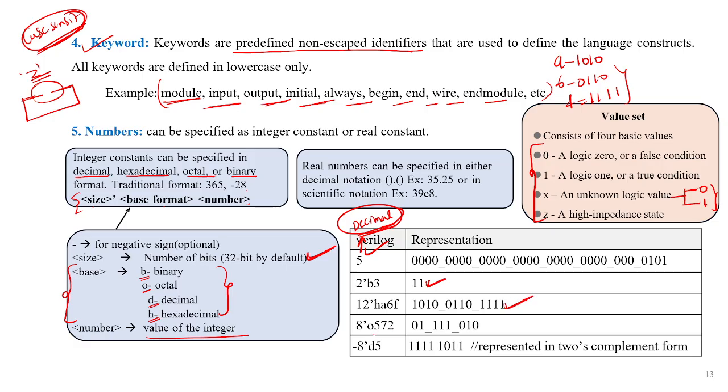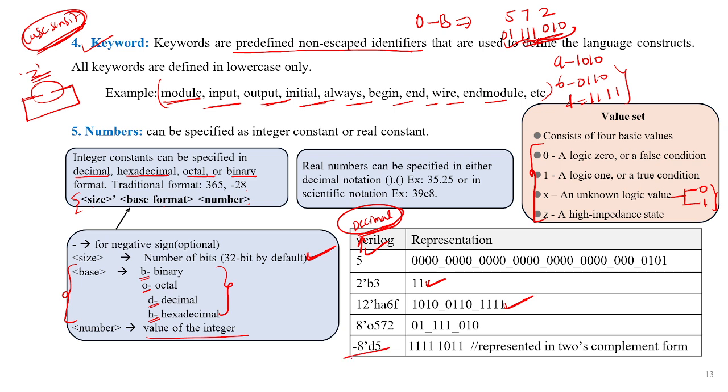8 tick octal 576. O means octal. Octal to binary means each digit is represented with 3 bits. So 5 7 2 gives 101 111 010. The size is 8 bits, so only the lower 8 bits are kept. Normally you would get a 1 at the front, but the size is only 8 bits, so it is represented like this.